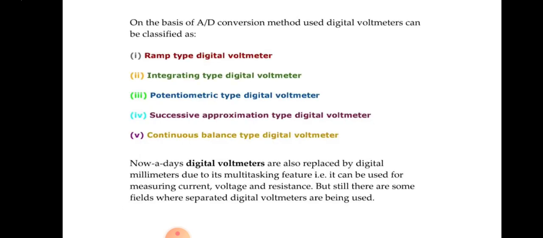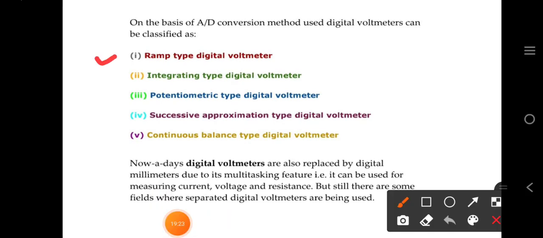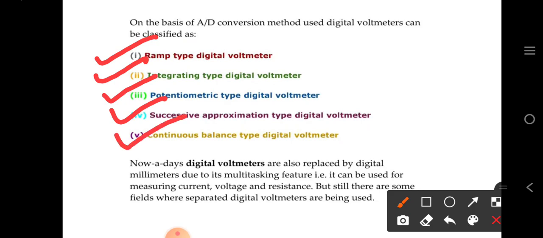As previously, in the first slide also, we have seen the different types of digital voltmeter. On the basis of the A to D conversion method used, a digital voltmeter can be classified as: first, ramp type digital voltmeter; second, integrating type digital voltmeter; third, potentiometric type digital voltmeter; then successive approximation type digital voltmeter; and last, continuous balance type digital voltmeter.